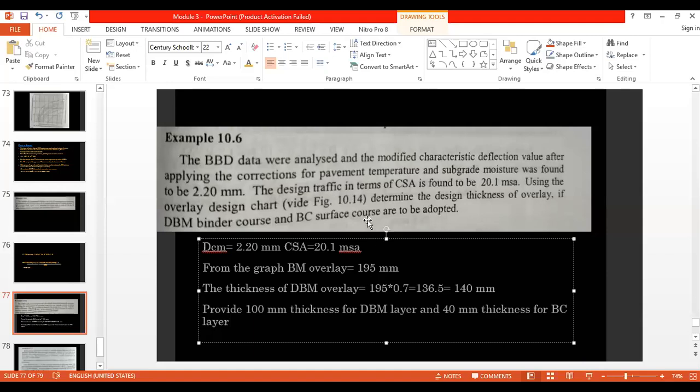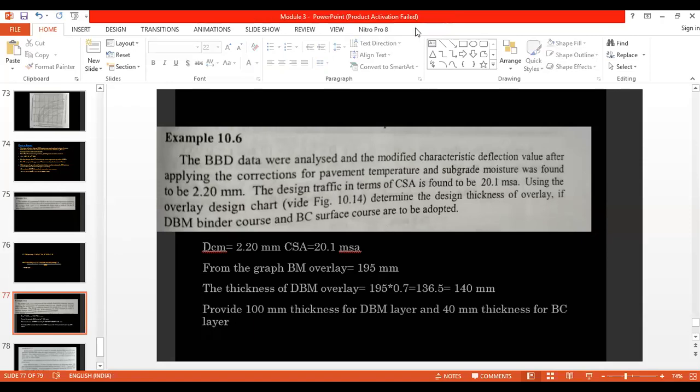Is it clear, everyone? Shall we move to the third problem, which will cover the entire design? All three types of problems will be covered in this problem. Shall we move? Yes, sir. Let's copy this problem.